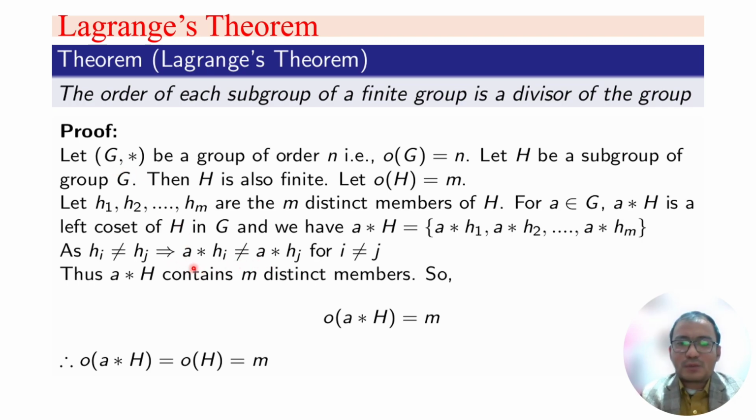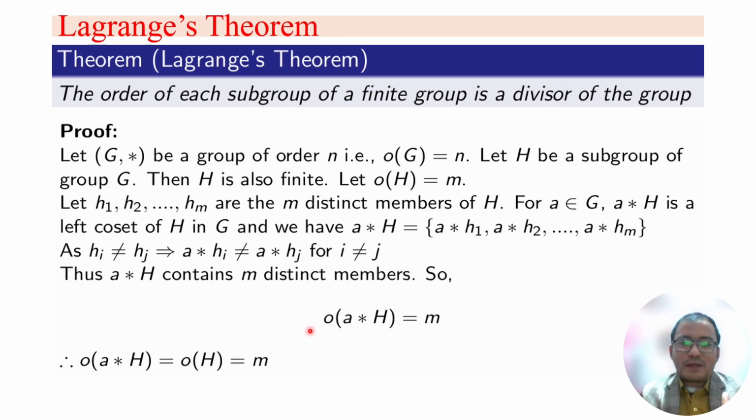So here it is also shown that a binary operation with s_i is not equal to a binary operation with s_j. Why? Because i is not equal to j over here. So thus the left coset, that means a binary operation with S, contains m distinct members. I already said that up to the n elements, the operation was done by taking the different elements from G. That is why the order remains the same over here.